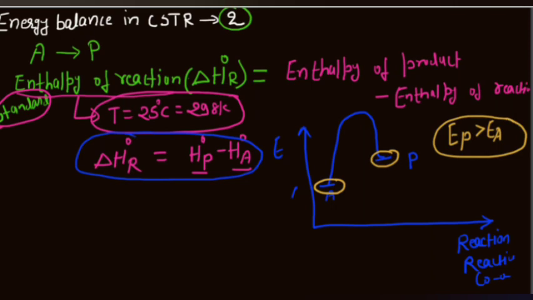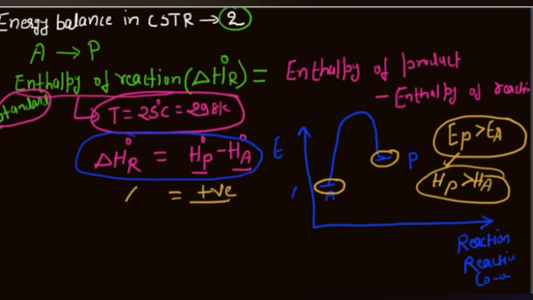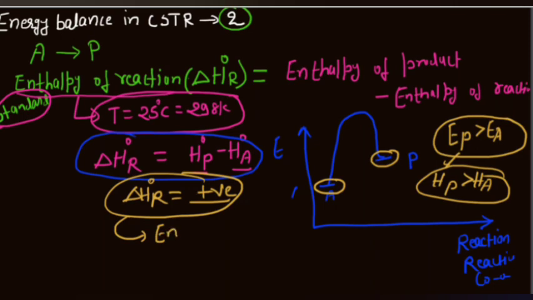So it's very convenient here. H naught of product, I am writing here again, H of P is greater than H of A. If you subtract H of P minus H of A, it will become positive. My dear student, if the enthalpy of reaction comes out positive, then that reaction will be called an endothermic reaction.